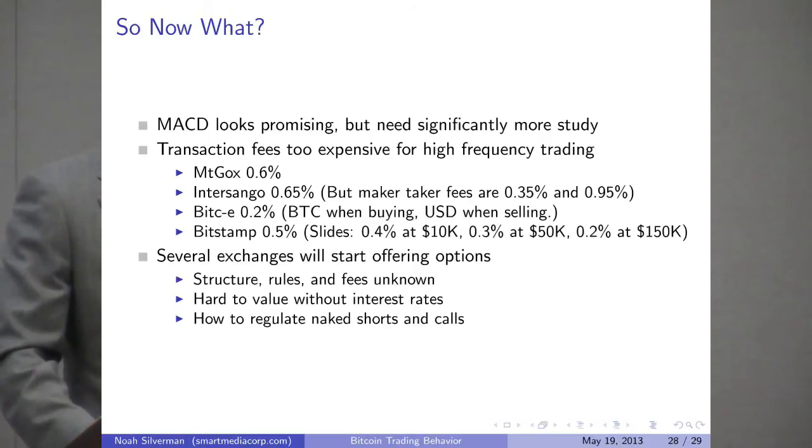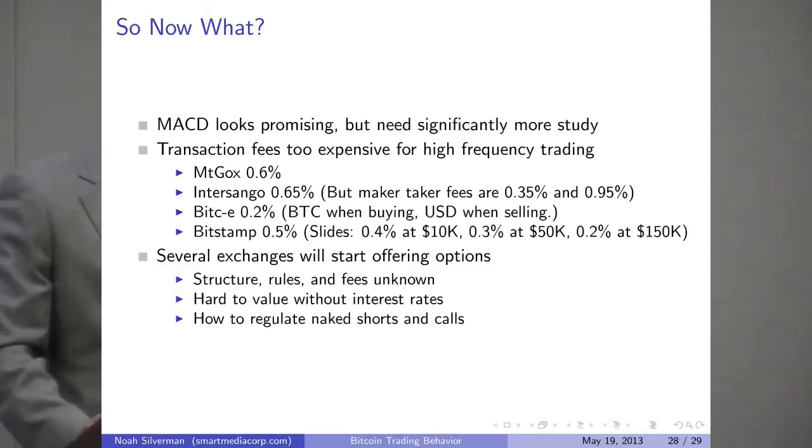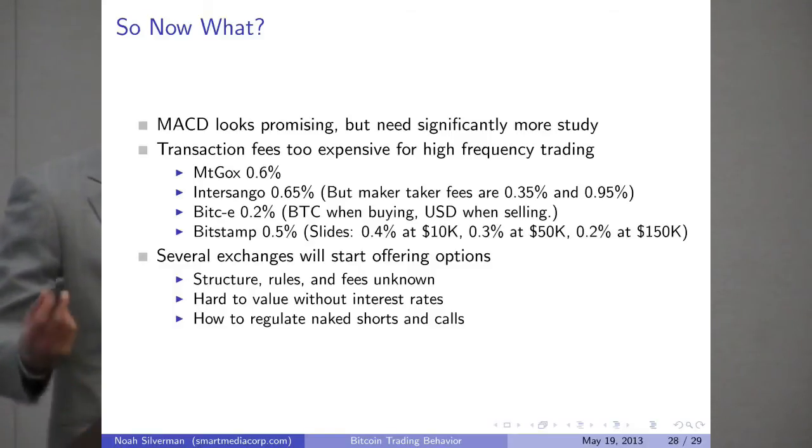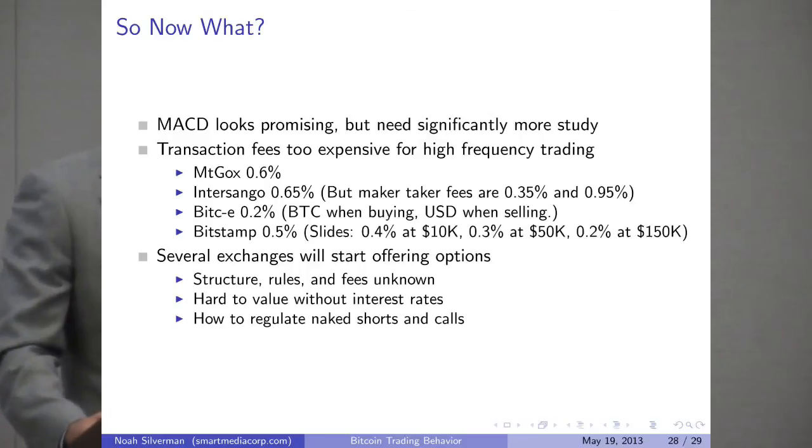BTCE is charging 0.2% on each side, so that's not bad either. But from what I understand, it's really hard to get cash in and out of their exchange since you have to wire it to Russia. And then Bitstamp's taking 0.5% on each side, and they'll slide it. If you want to invest 150K, then you're only paying 0.2%.